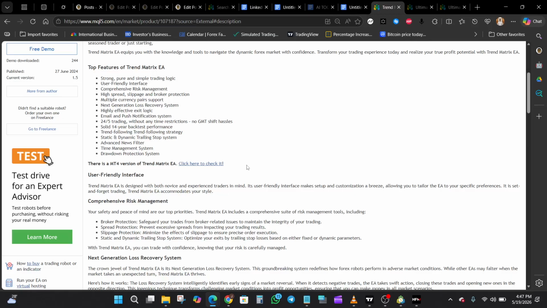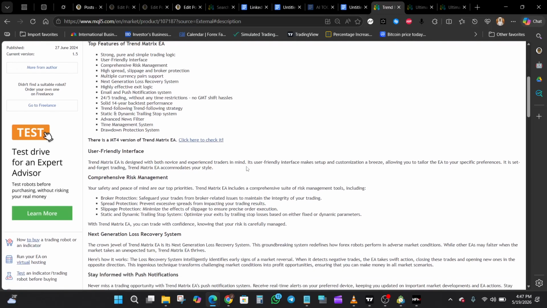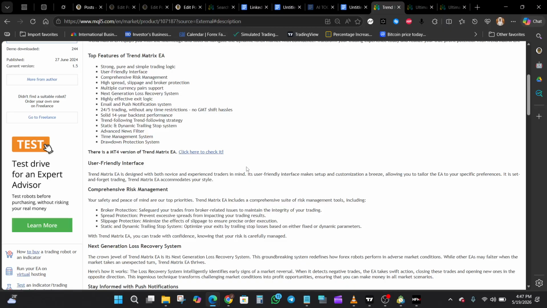Another key component mentioned here is a loss recovery system. All right, so from the description, this system attempts to manage negative trades by reacting to market reversals and adjusting positions accordingly. This is clearly designed to improve trade recovery during unfavorable conditions.